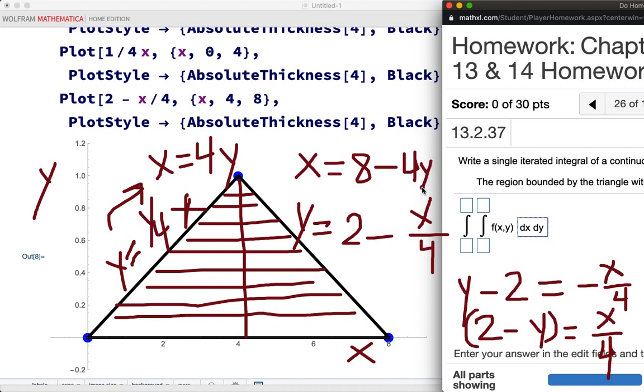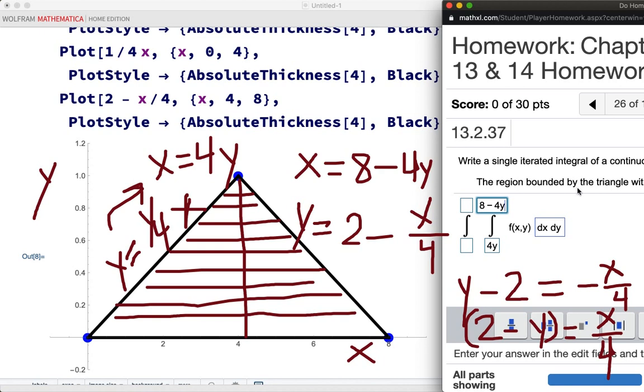Minus 4y. Which means that my lower, so I'm integrating with respect to x, and the lower limit is going to be 4y, and then the upper limit is going to be 8 minus 4y. So notice that my x limits are being defined in terms of y.